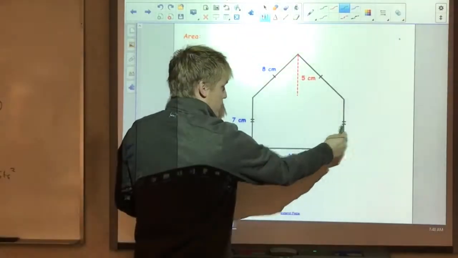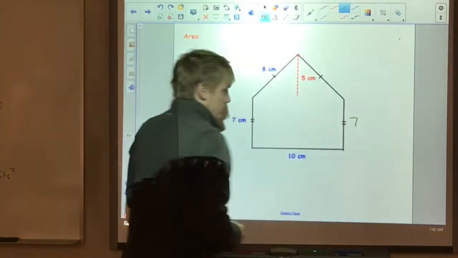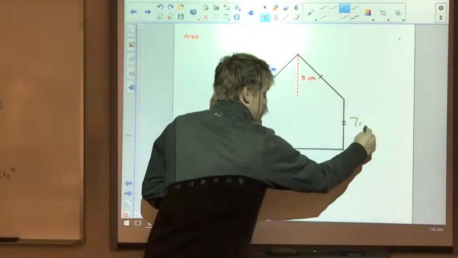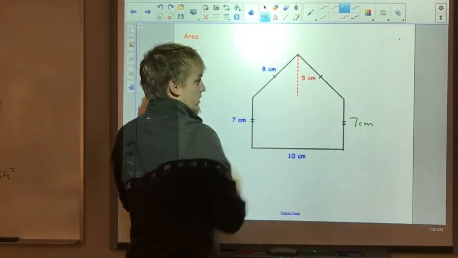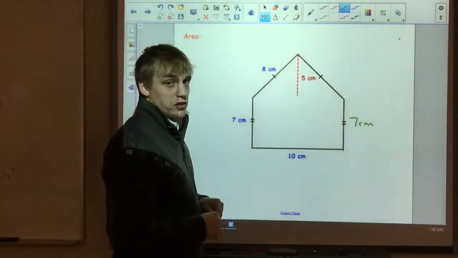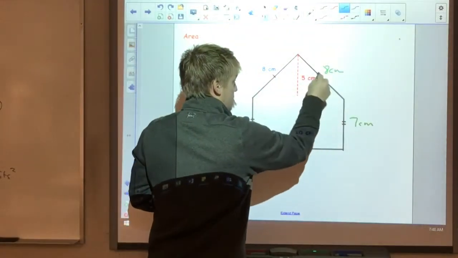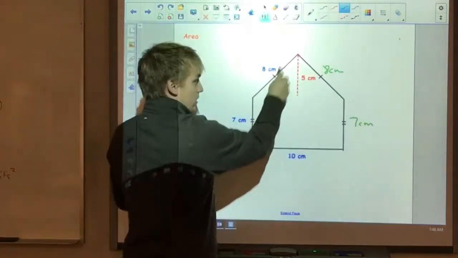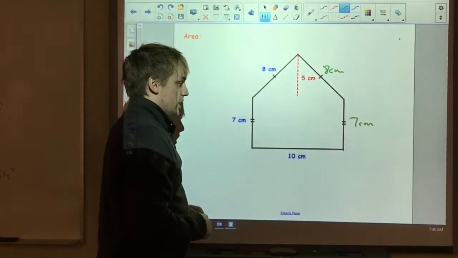Okay, these little marks tell us that it's equal to this line. So we can say that that's 7 centimeters. And this line is equal to this line. Don't get the height in the middle of this irregular polygon confused. This is 8 centimeters because this line has that mark, and that means it's equal to the one that has the same mark. Okay, so we have 8 centimeters.